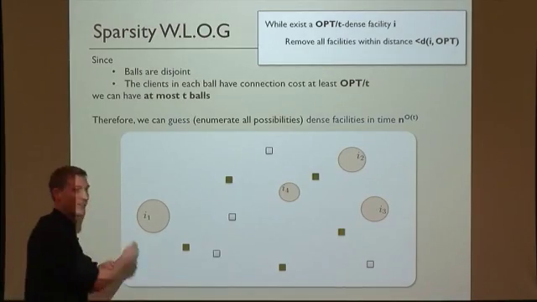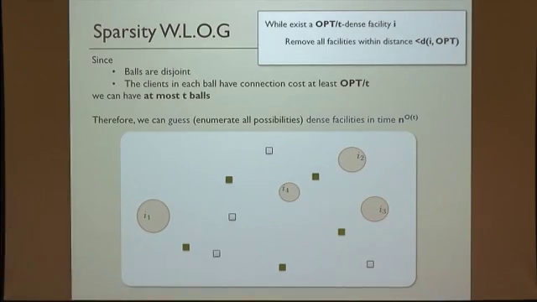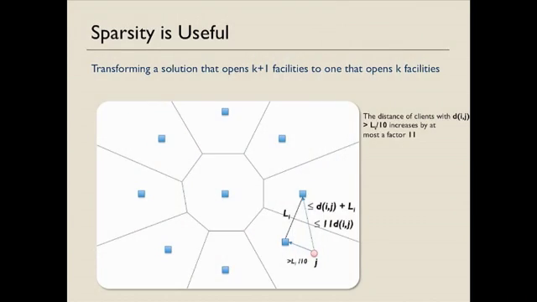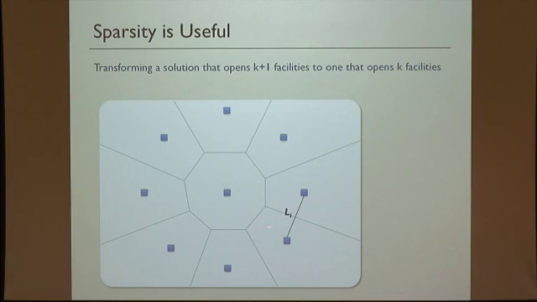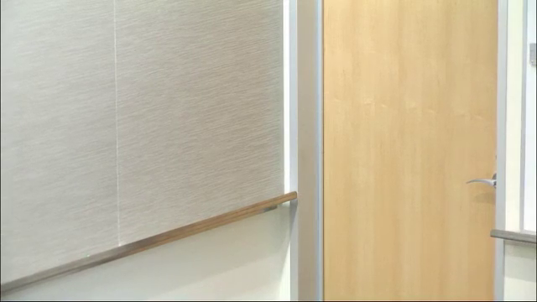So that's why we can look at sparse instances. And now maybe you want to believe me, as we saw before, that if we have a sparse instance, then it's quite easy to turn it into one that only uses k facilities. There are some complications, but now let's look at this guy. Let's try to remove him. Let's try to analyze how much the distance of the clients increases.